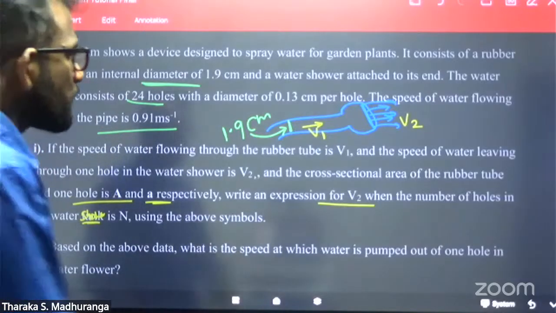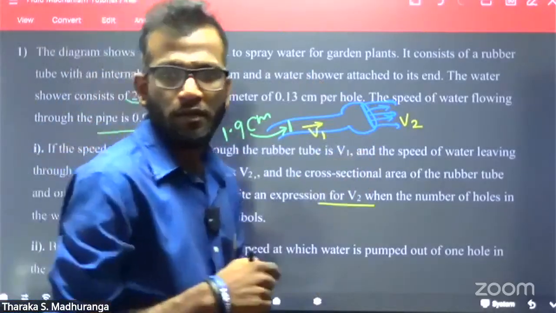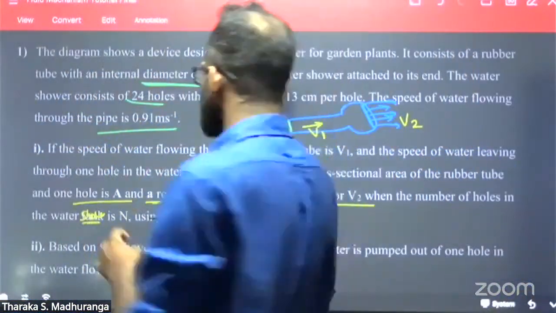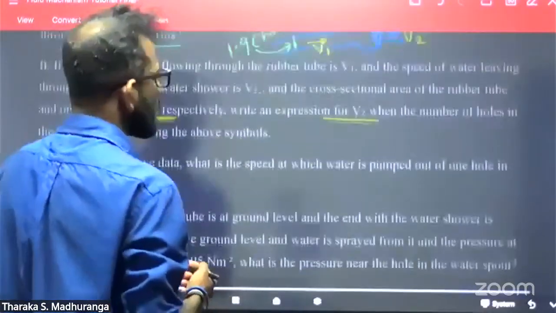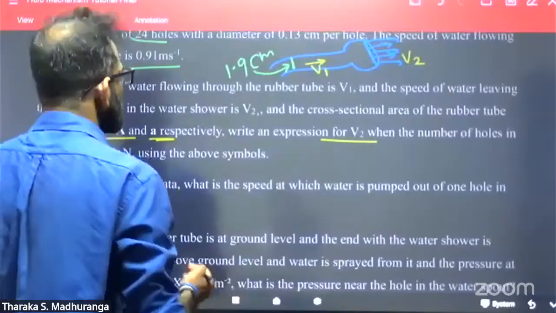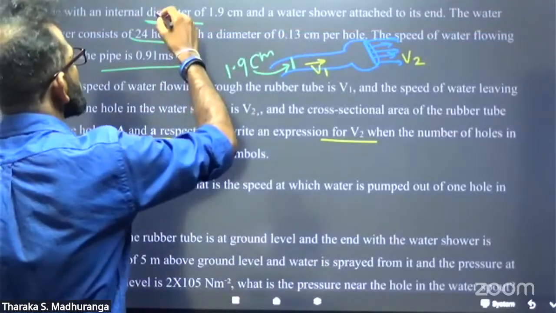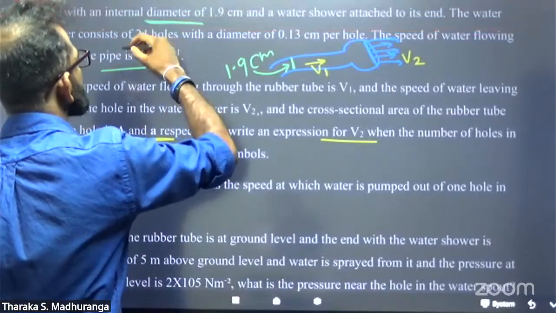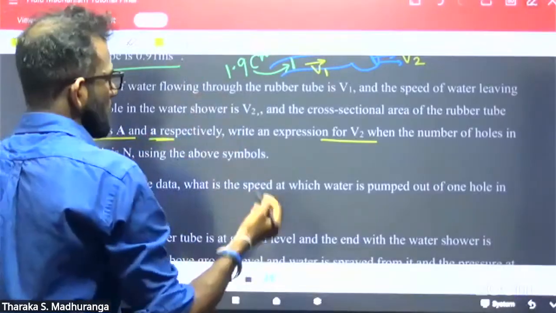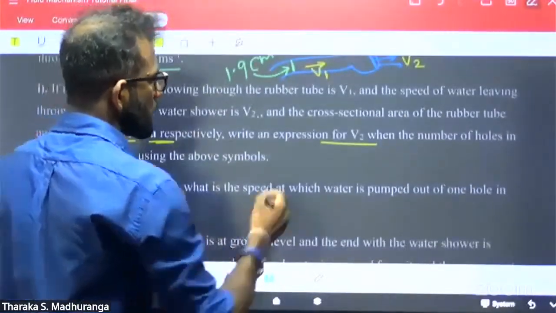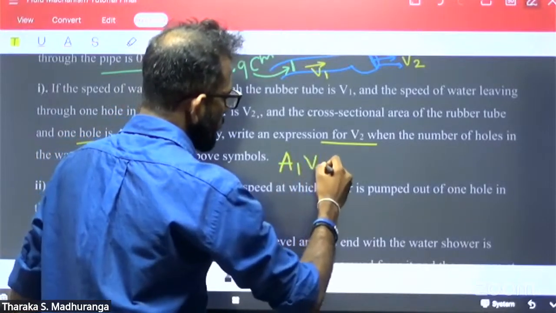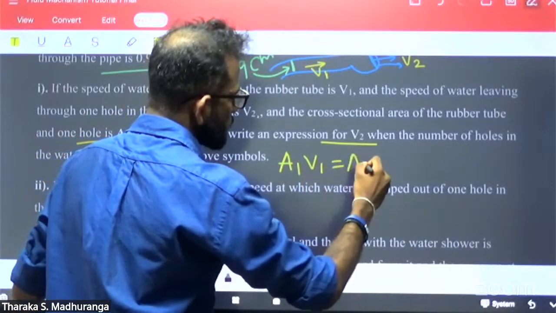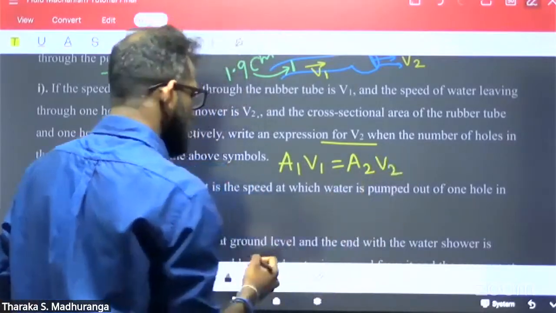Very good. Continuity equation. What is a continuity equation? The continuity equation is A1 V1 equal A2 V2. It is a continuity equation.